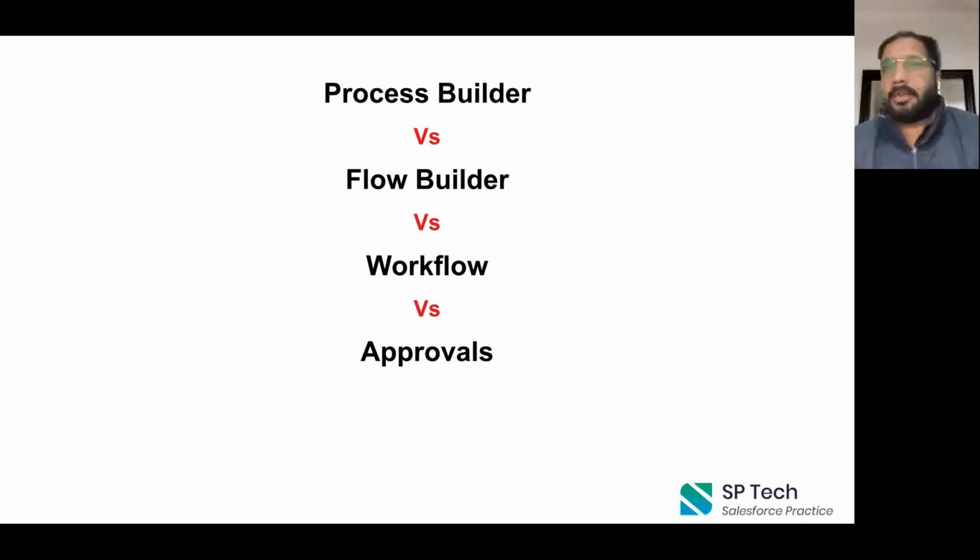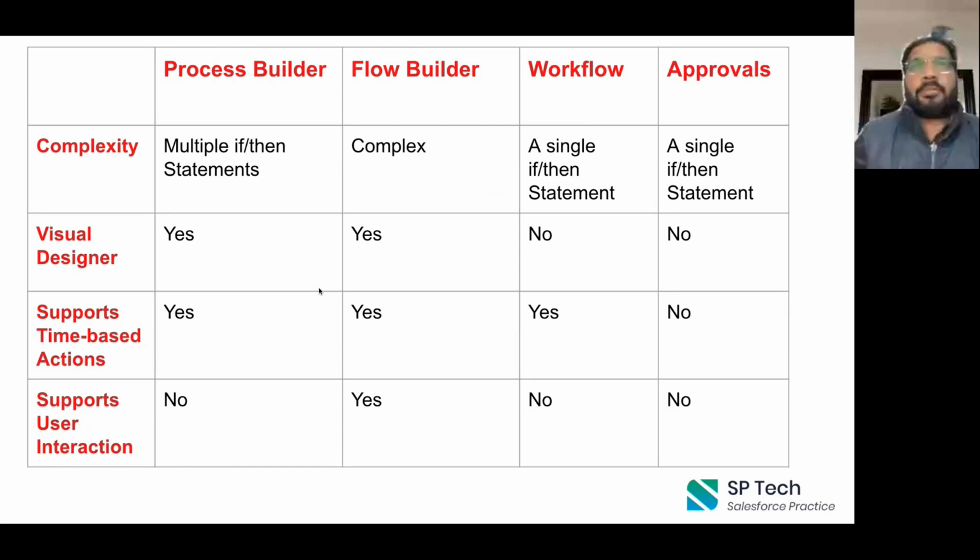And another automation is approval, so we can create approval processes. These four automation tools are available, which we use through point-and-click implementation without any code. There's a difference, as you can see in this table: at the top I mentioned Process Builder, Flow Builder, workflow, and approvals, and on the left-hand side you can see the basis of comparison.